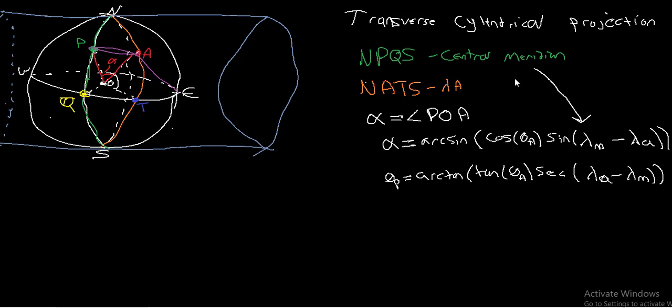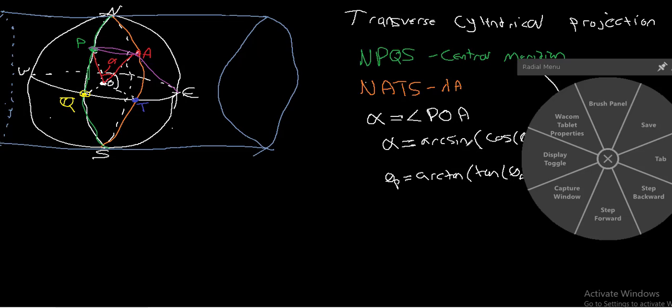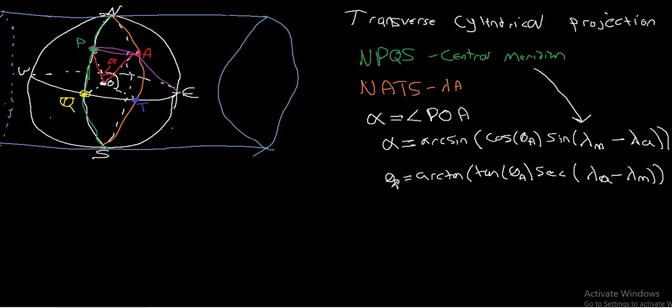And in this lecture video, I want to continue our discussion on the transverse cylindrical projection by talking through how we take this alpha and this theta P, or the latitude of this P point that we have no idea what it is. Right, how we take those values and we use them to actually generate what we would want, which is an easting and a northing of our target point A here.